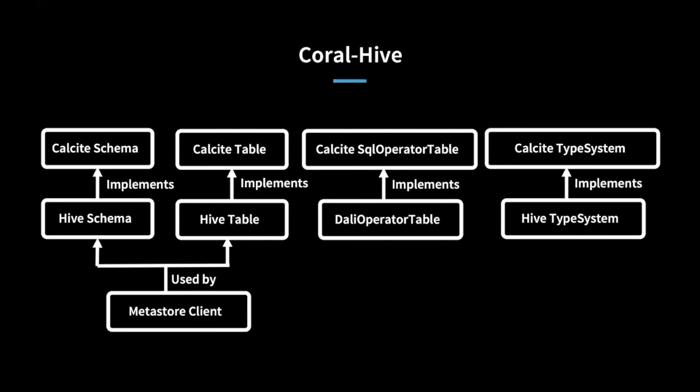At the same time, we have another layer that binds the functions that are part of the view definition into the Calcite SQL operator table through the Dali operator table, which is another implementation that also makes Calcite aware of the UDFs, and of the UDF inference and validation that is required again for view analysis and understanding.